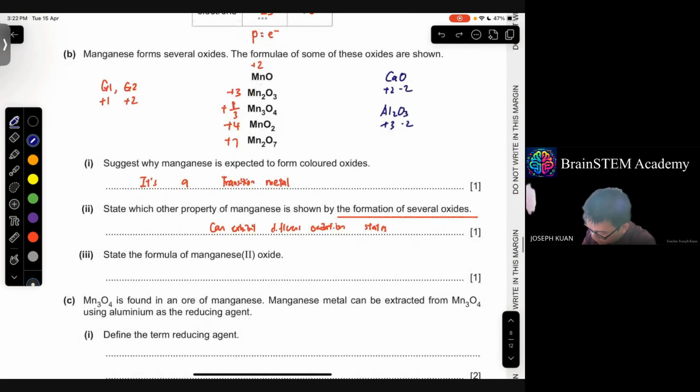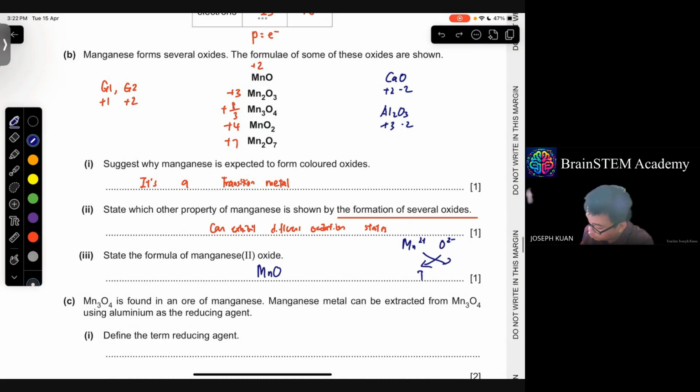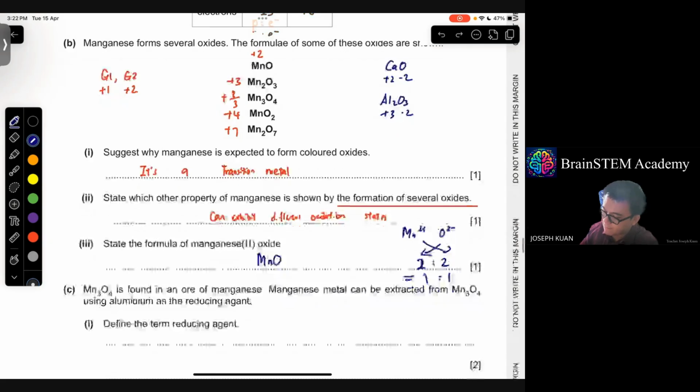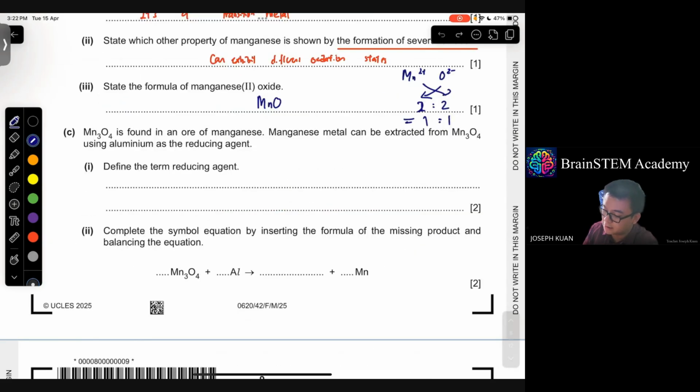Now, state the formula for manganese(II) oxide, and actually we have found it just now, it is MnO. Because the rule is swap and simplify: Mn2+ and O2-, swap and it becomes a 2:2 ratio, and then we simplify this ratio, it becomes 1:1. So one manganese(II) ion reacts with one oxide ion.